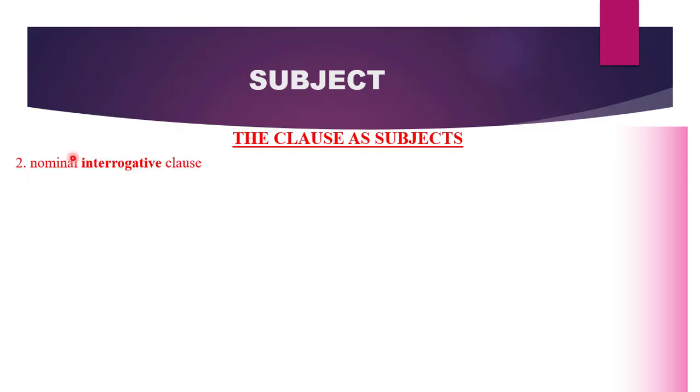Let us look at the second type of clause that can function as a subject, and we call it interrogative clause. This clause begins with words like who, what, why, when, and since it is a clause, they would contain a verb in their structure. Let's have examples.